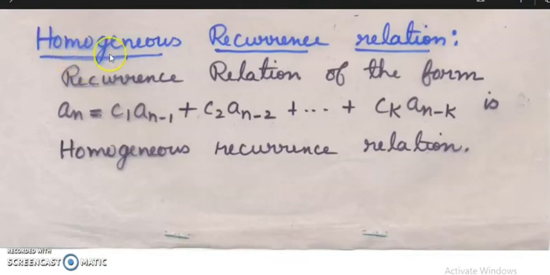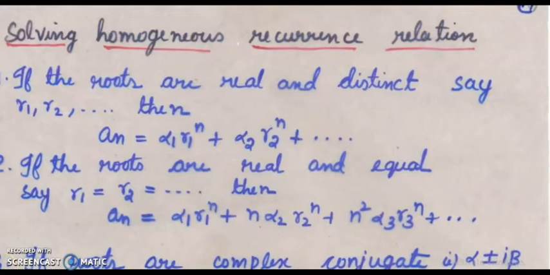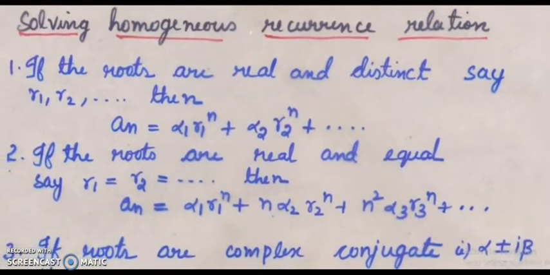Next definition, homogeneous recurrence relation. A recurrence relation of the form an is equal to c1 an minus 1 plus c2 an minus 2 plus etc. plus ck an minus k is a homogeneous recurrence relation. So now let us learn how to solve a homogeneous recurrence relation.